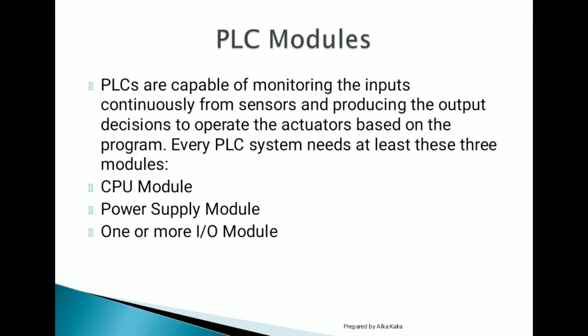Now first is the PLC modules. We know that PLCs are used to continuously monitor the inputs from the sensors, and they produce output decisions according to the program, and through these output points we can control various actuator output devices. Every PLC system has at least three modules: the CPU module, the power supply module and the input output module. The input output module can be one or more than one.